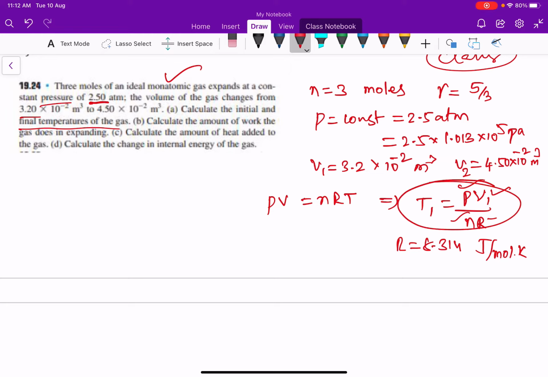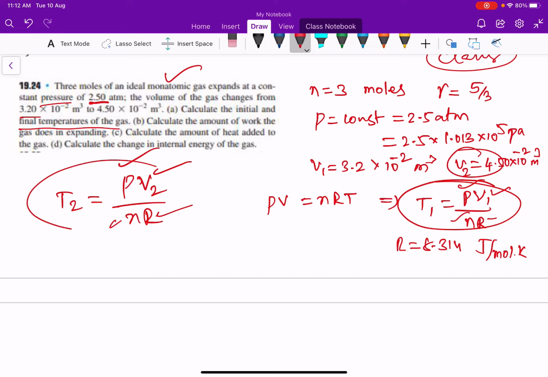Similarly, you can get the final temperature. T2 is equal to PV2 by nR, with pressure constant. The P value is known, substitute the V2 value here, and n is known, R is known, so you can find the T2 value also from this expression.